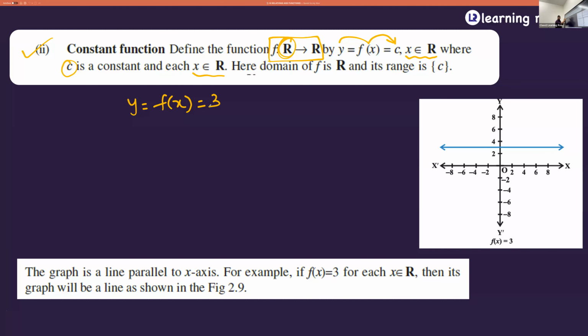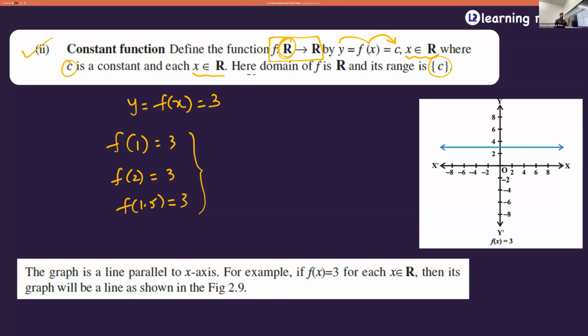Whatever is the value of the real number, I am going to substitute here. F of 1, what am I going to get? F of 2, what am I going to get? F of 1.5. So if I substitute any real number from the domain set, the output is always going to be 3. Hence, the range for this kind of function is the constant itself. So the range of this function is just the element c. That's it. Am I clear with that?